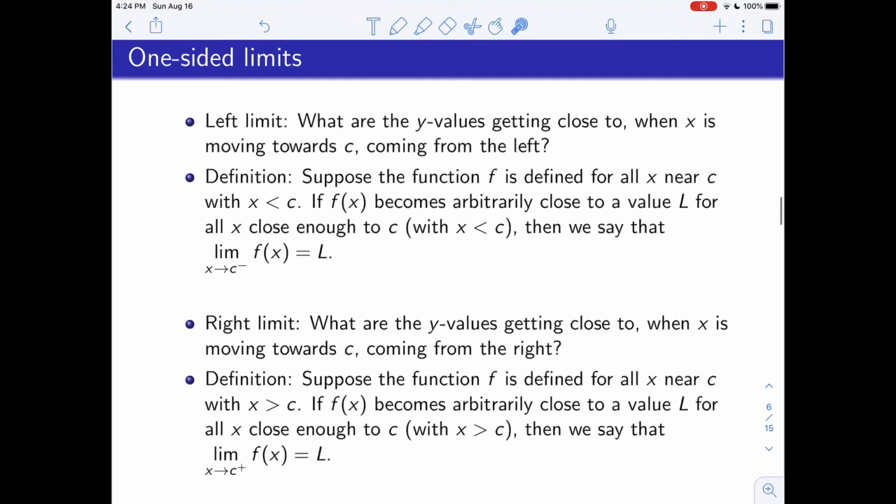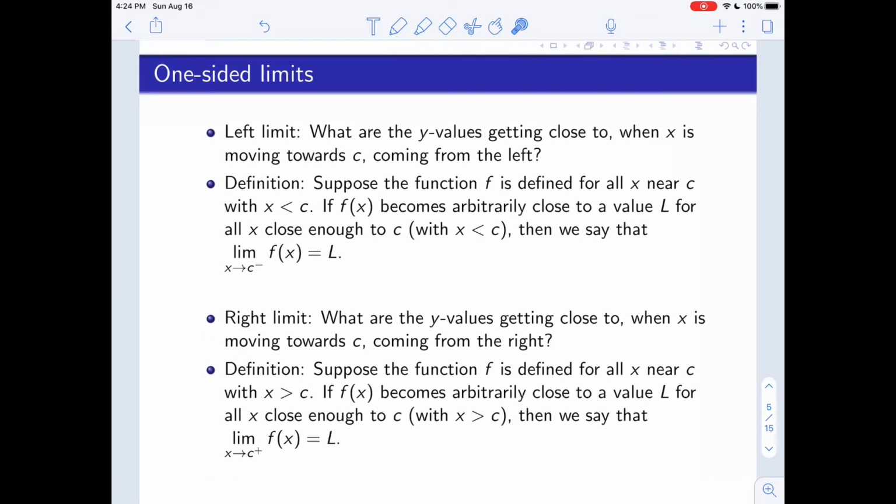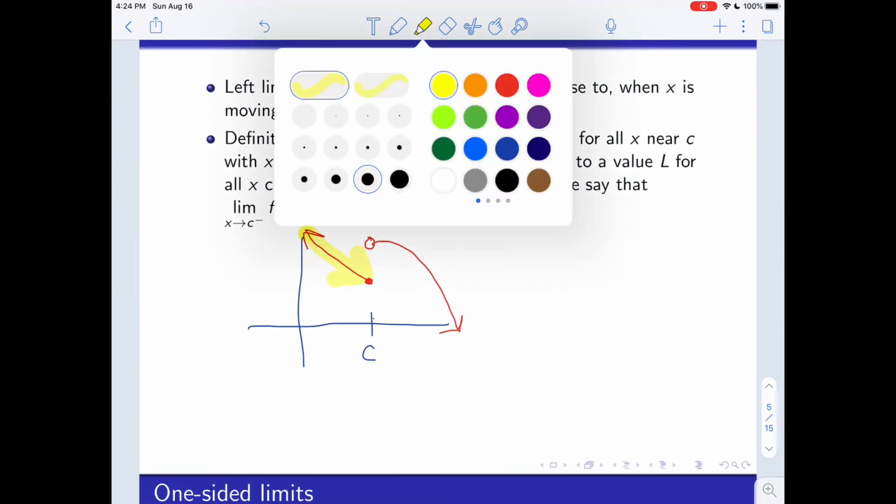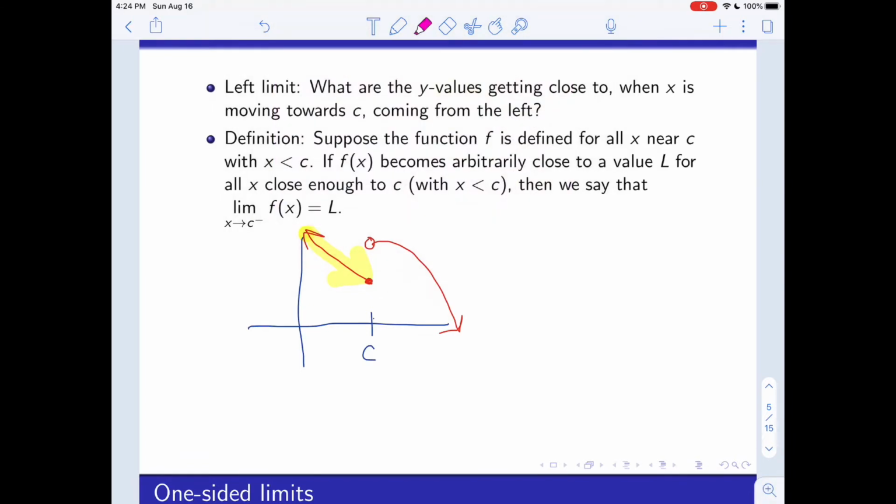There's a corresponding sort of thing for a right limit. The only difference is that we're going to be talking about coming from the right instead of coming from the left. And then there's a definition that says the same kind of thing, except this time instead of less than C, we're going to be looking at x's that are bigger than C. If I go back for just a moment to my graph, the right side part of this limit would have been looking at this part to the right of C, but again still moving towards C.